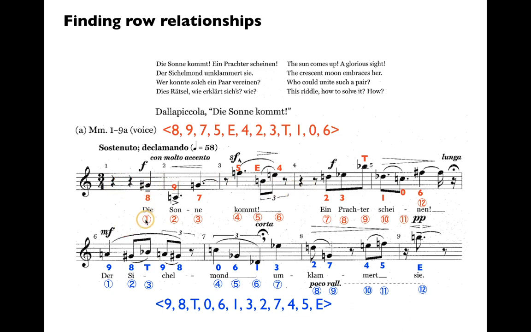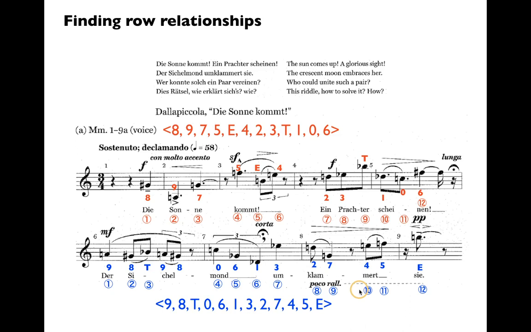We have our first 12 pitches given here: 8, 9, 7, 5, E, 4, 2, 3, T, 1, 0, 6. The circled numbers are the steps in that 12-tone row, and these are our pitch class numbers. The next row form is 9, 8, T, and we repeat the 9, 8, which sometimes happens, not a big deal. 0, 6, 1, 3, 2, 7, 4, 5, E. That is our next series.